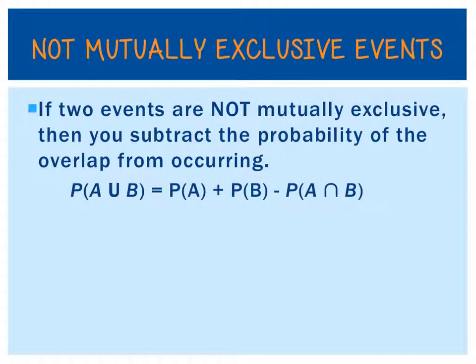Okay, not mutually exclusive means that they can overlap. So a red card and an ace, it can be both. That would be not mutually exclusive. Rolling a die, getting an even number and a 2, those would be not mutually exclusive. When you find the probability for those, you're going to take the probability of the first, add it to the probability of the second, but then subtract the probability of the overlap.